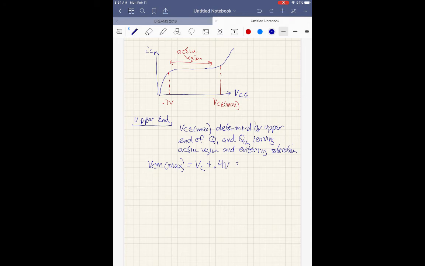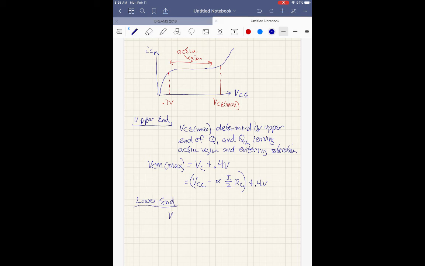Again, this is just a formula. So, okay, we know VC is VCC minus alpha I over 2 times RC. Again, that's VC plus 0.4 volts. So that's how you calculate that. And again, we're not going through the derivation. The book goes through the derivation. Don't worry about it.